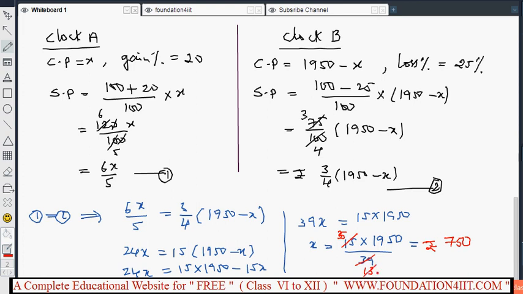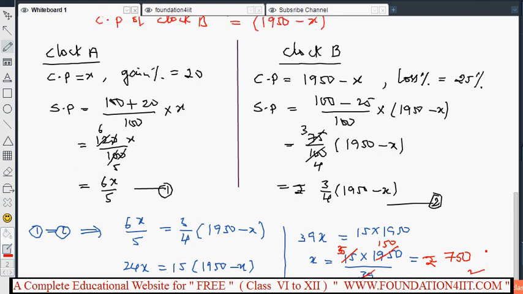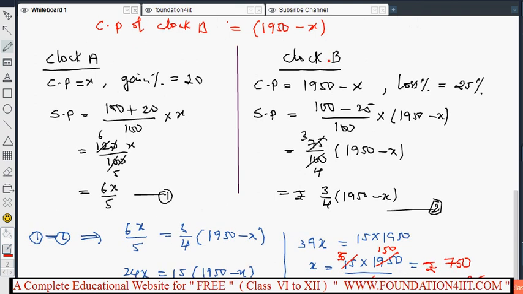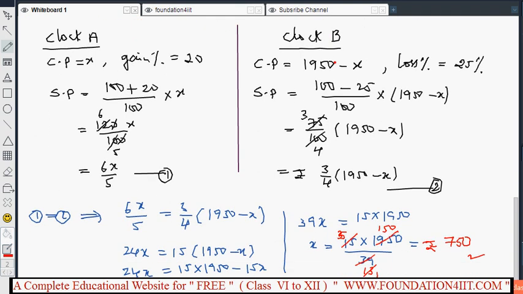Because this also gets in the 13 table. And 13 and 65 means 150 is up. Yes, so 150 into 5 is 1750. Directly I did. That is the x value. So x is equal to the cost price of clock A. So clock A is 750, then clock B is equal to 1950 minus 750. Now that is 1200.